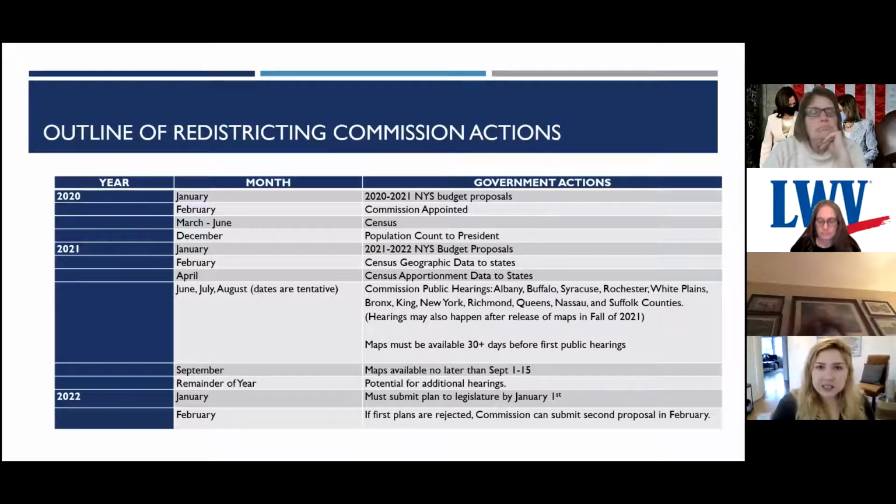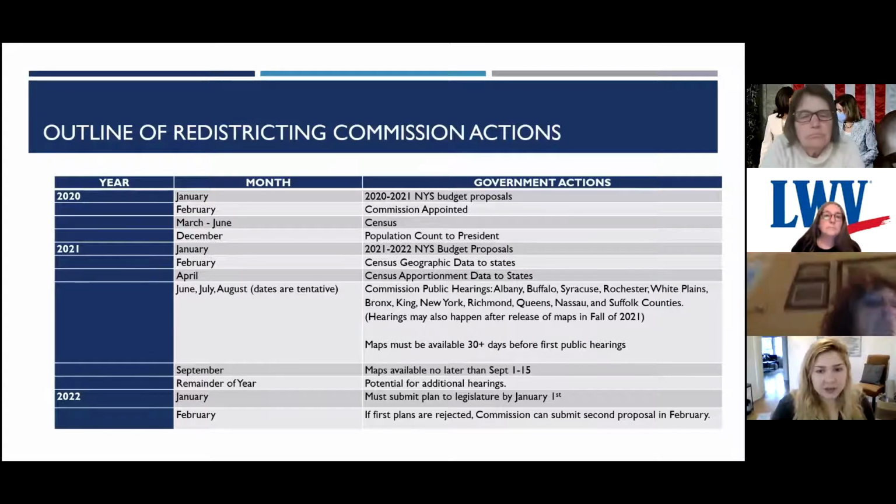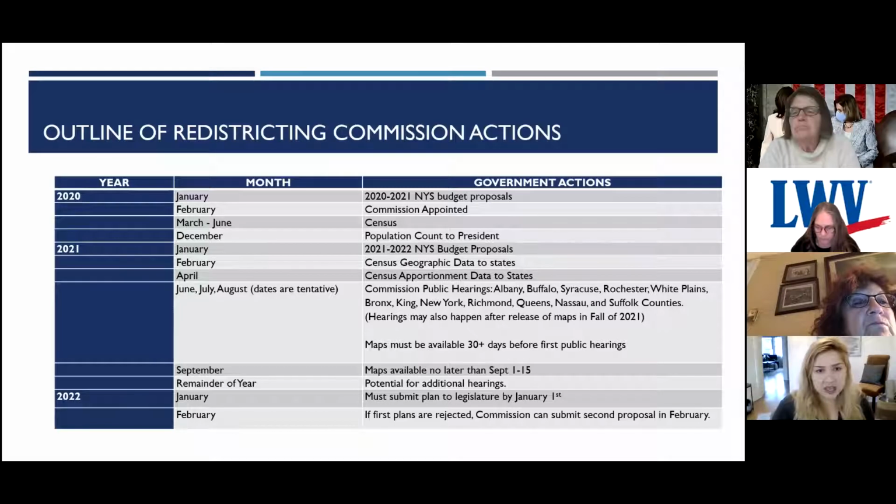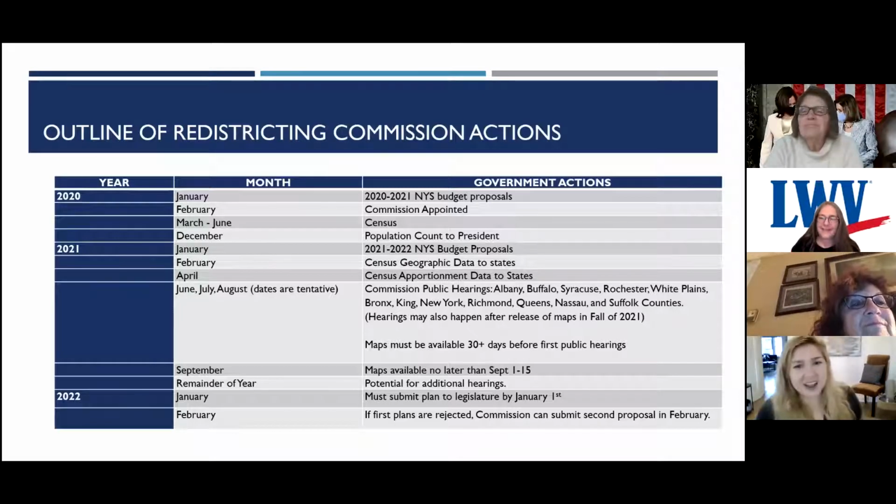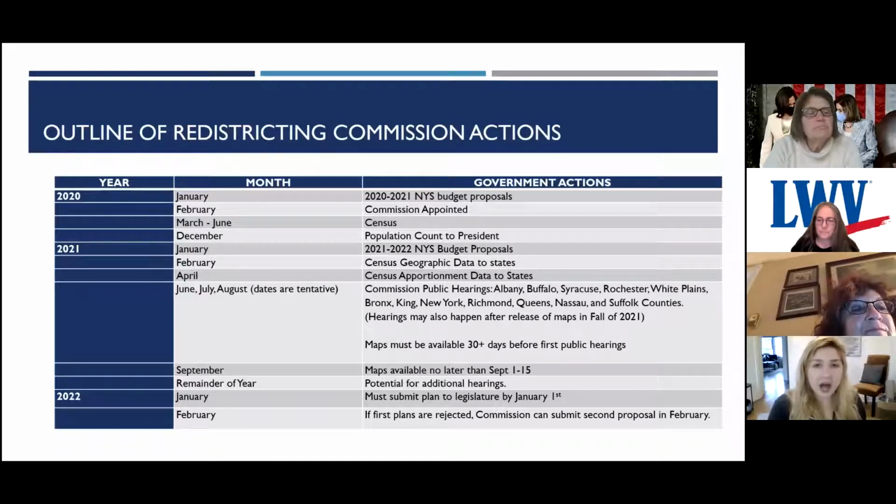So I made this handy dandy calendar, and it's funny because I've presented this training a bunch of times, and every single time I present it, I have to update the calendar because things keep changing. They keep changing all the time, but this is the basic calendar. So we are right after April, between April and June. So we have our apportionment data. We know we're losing a seat.